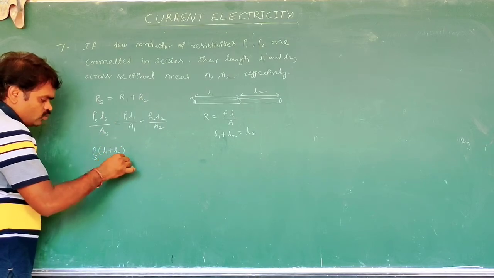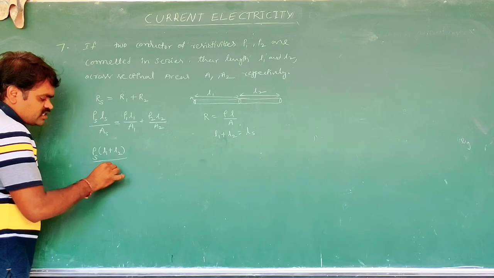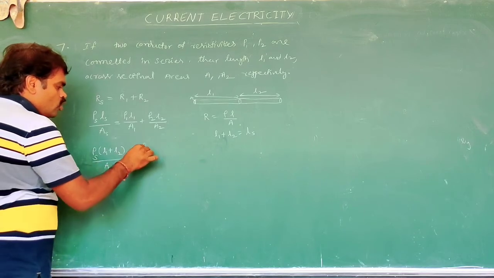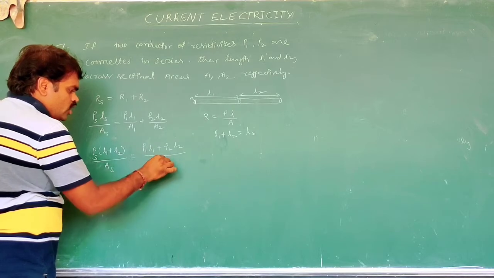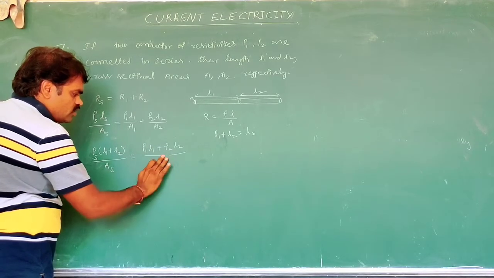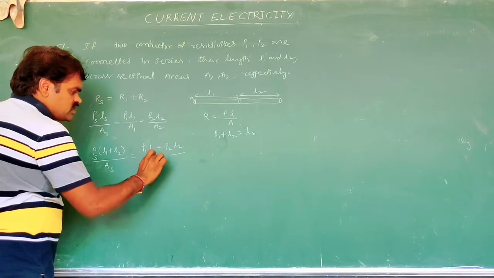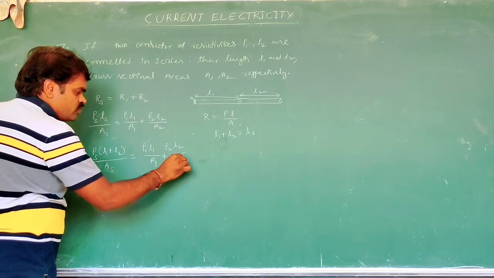L1 plus L2 by As is equal to rho 1 L1 by A1 plus rho 2 L2 by A2. This plus this, that is it.